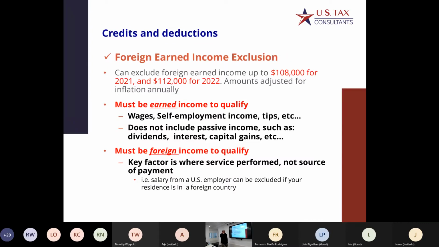The foreign income exclusion, as I said, is 108,000 this year, and next year will be 112,000 in 2022. That is excluded, but only from the earned income. It's not excluded from pensions, interest, dividends, and capital gains. Only from earned income, which is wages and self-employment income. It doesn't include passive income. That's very important, and it must be foreign income to qualify, which is a key issue.